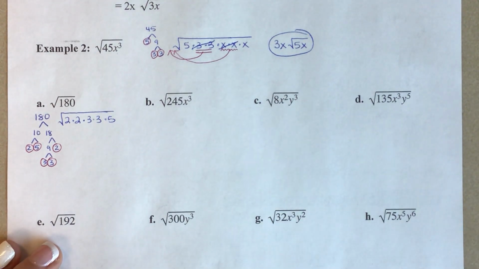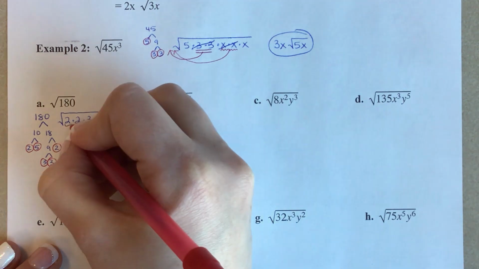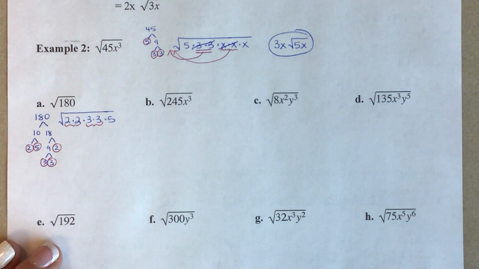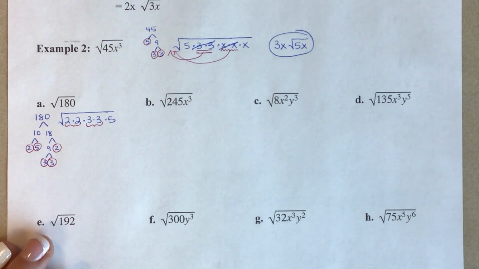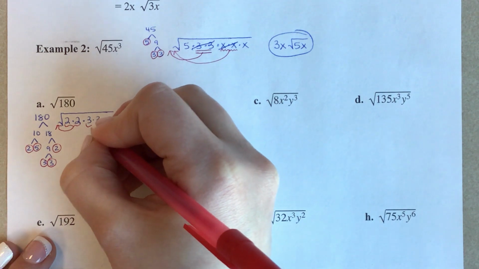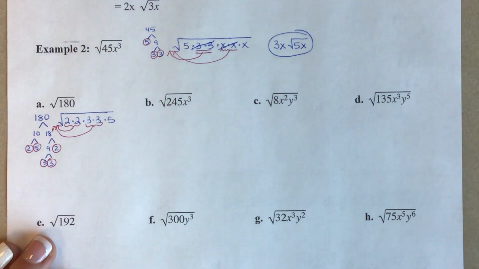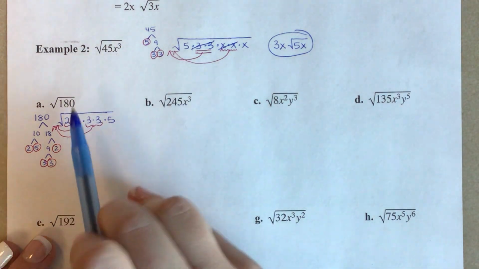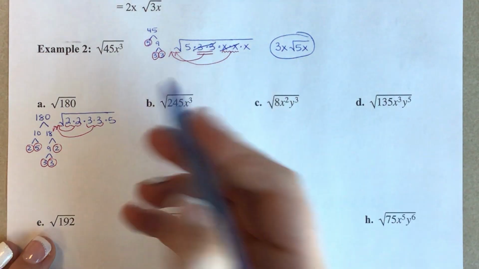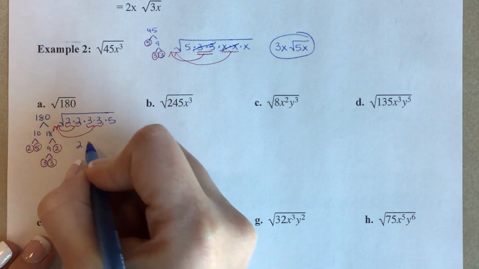After it's rewritten, I'm going to look for pairs of 2. So I have a pair of 2's here, and I have a pair of 3's here. If I have a pair, they're allowed to come to the front. So this pair's leaving and going to the front, and this pair is leaving and going to the front. So now the 2 goes to the front and the 3 goes to the front, becoming 6, but I'll keep it expanded for right now.